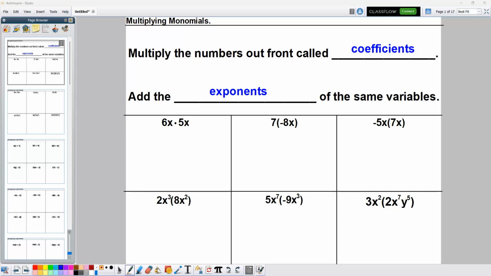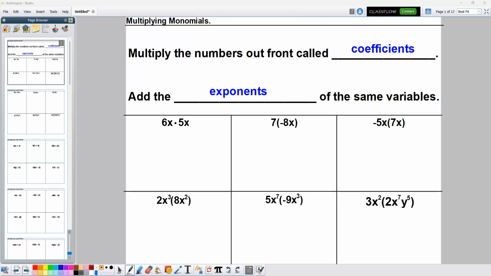Multiplying polynomials. First thing we got to do is multiply some monomials first, just to kind of see the basics, and then we'll get to some binomials and trinomials here in just a little bit. Multiply the numbers out front called coefficients. Those are the big numbers out front, and then add the exponents of the same variable. So exponents are little numbers up top.